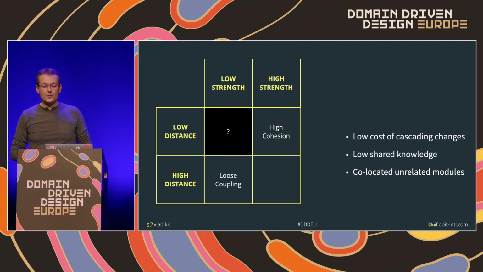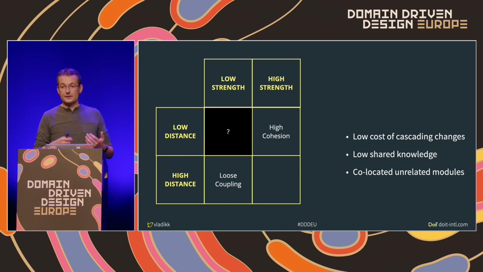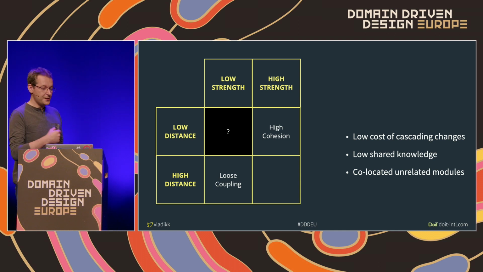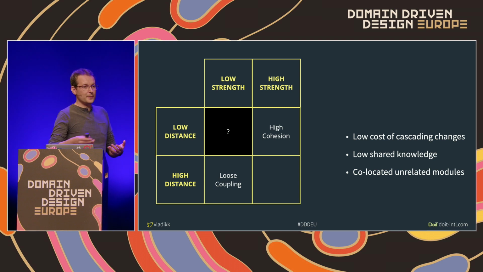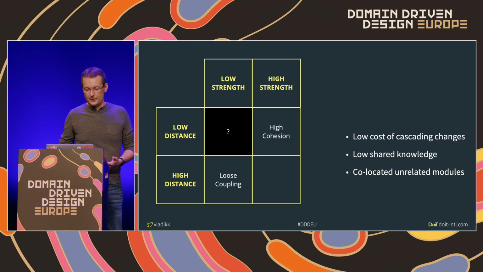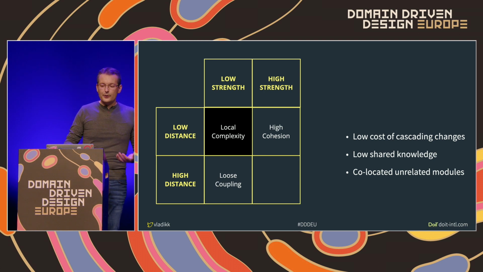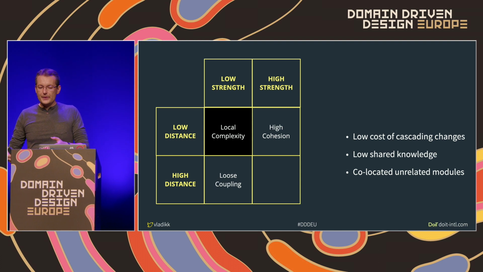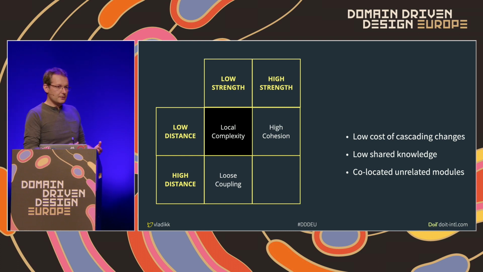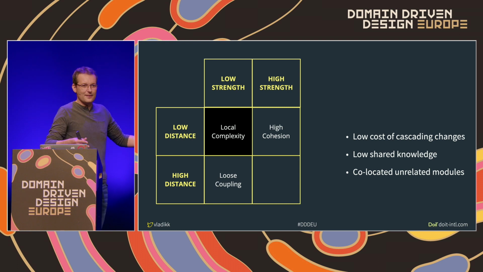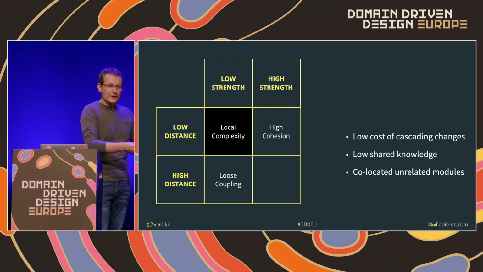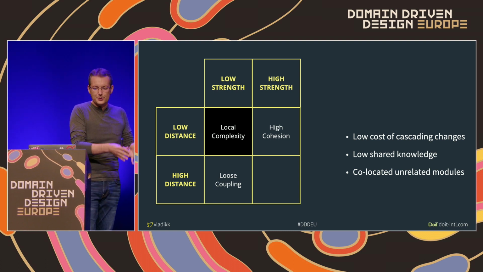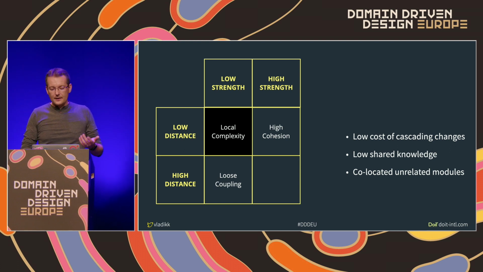Now, what about low strength over low distance? Here, because of the low distance, the cost of making cascading changes is low, but at the same time, the low integration strength minimizes the knowledge that is shared between the components, and it minimizes the probability of such changes. So what we have here is two unrelated modules located close to each other. And that increases the local complexity of whatever module hosts them. Whoever is going to make a change in that system has to make sense of what is going on there. A typical example is a monolith. You have many unrelated things, so you have to find the one thing that you actually have to change. So that's local complexity.